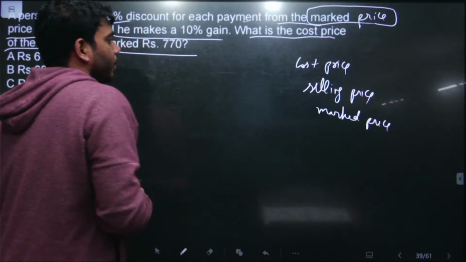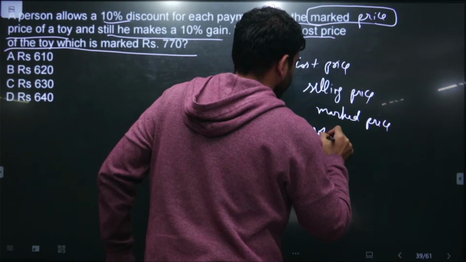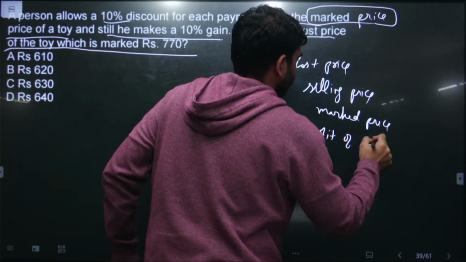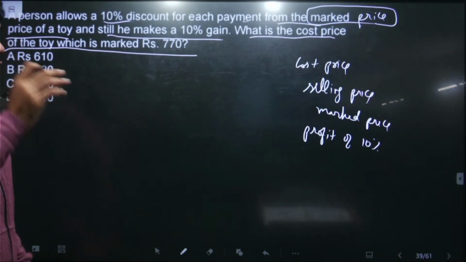And then they are saying that there is a profit, he has taken a profit of 10%, and we need to find what is the cost price of this commodity. The question is very simple.